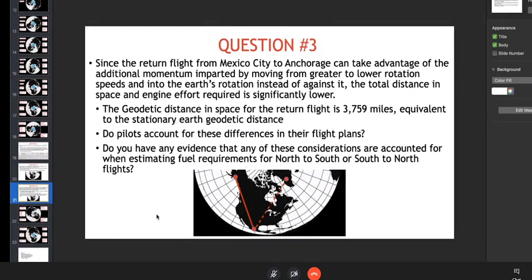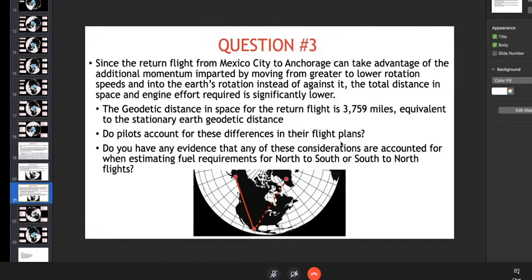Question number 3. Since the return flight from Mexico City to Anchorage can take advantage of the additional momentum imparted by moving from greater to lower rotation speeds and into Earth's rotation instead of against it, the total distance in space and engine effort required is significantly lower. The geodetic distance for the return flight is 3759, equivalent to the stationary Earth geodetic distance. Do pilots account for these differences in their flight plans?